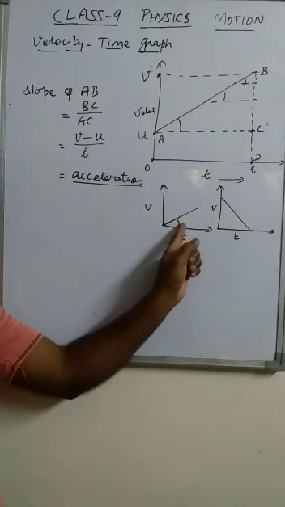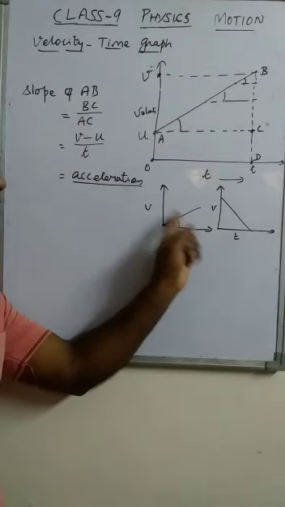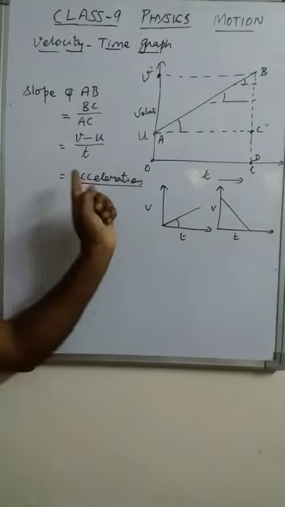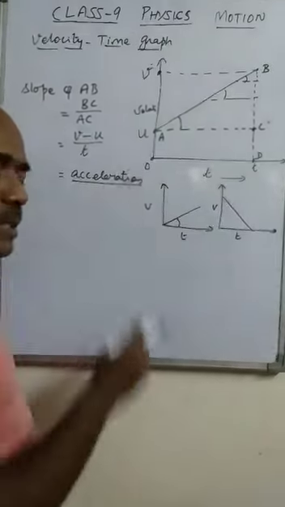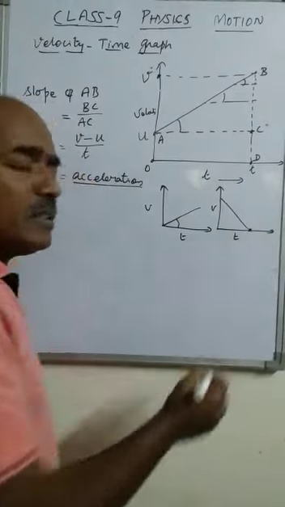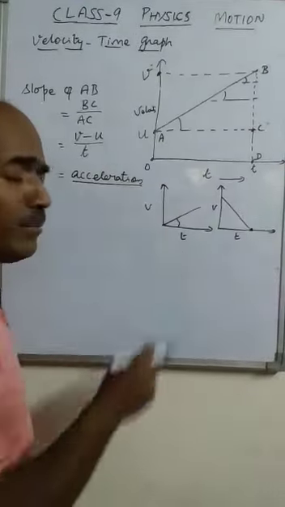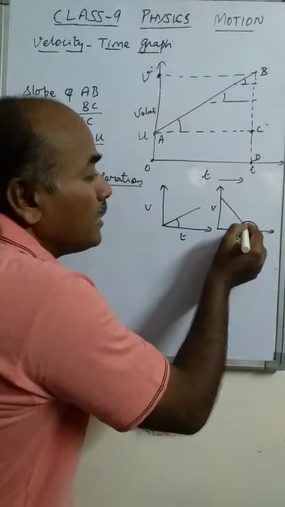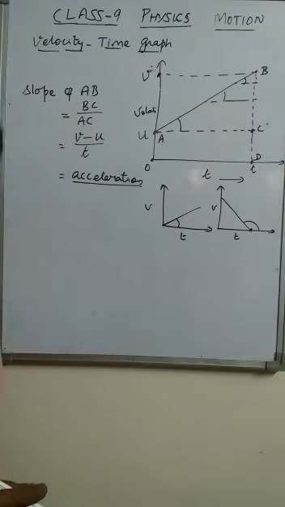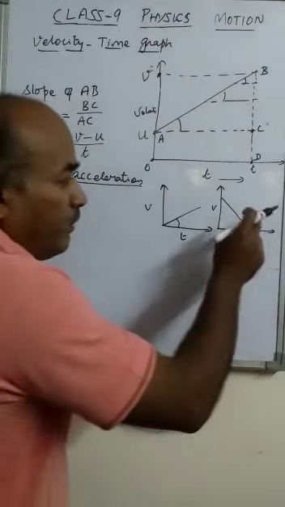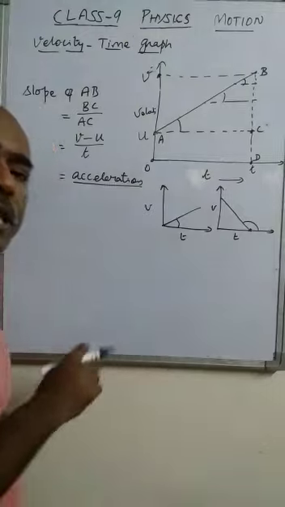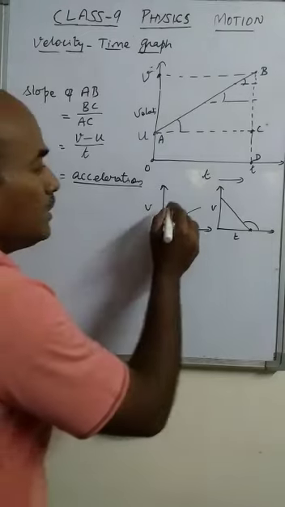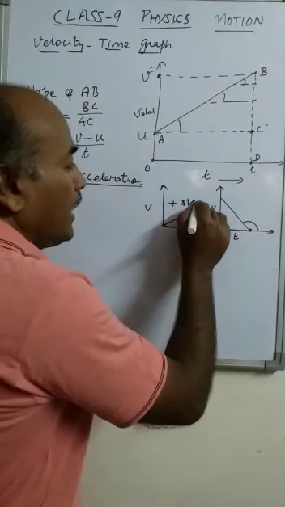If this angle is acute at this point, then the slope is positive. If the slope is positive, acceleration is also positive. Here you see the graph is meeting the time axis at this point. If we measure the angle made by this graph with the positive x-axis, it is obtuse. If we get an obtuse angle made by this graph, then the slope is negative. This is positive slope and this is negative slope.